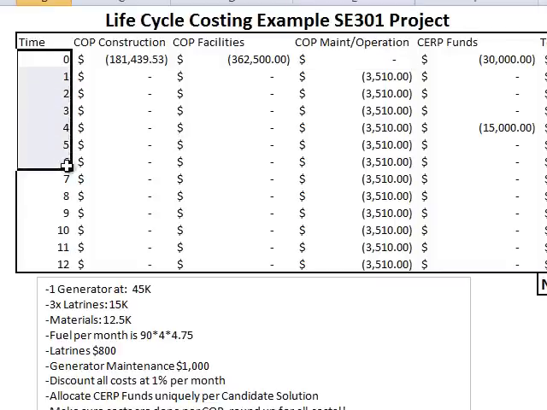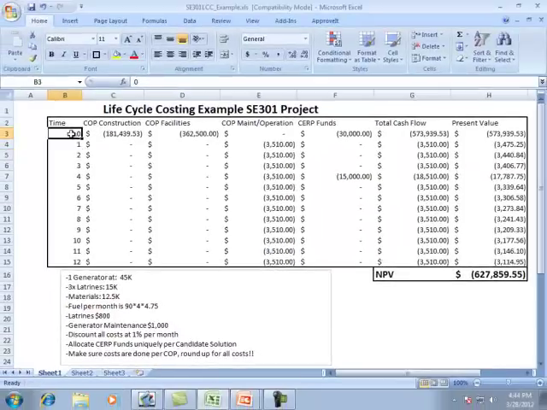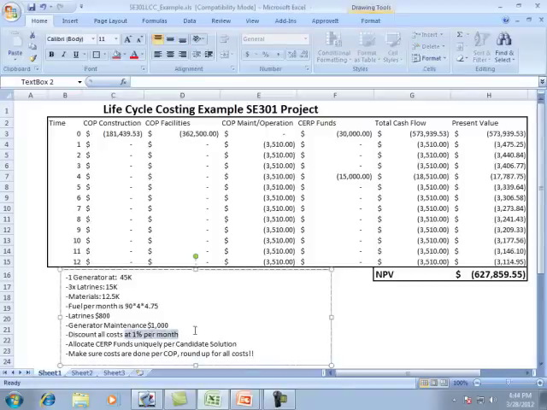Speaking of which, this time period over here, these are months, which you'll see is important in a second, because after we talk about SERP funds, you'll see that we're going to discount monthly cash flows back to time 0, which is our initial time, so that we can have a present value. And our discount rate will be 1% per month.